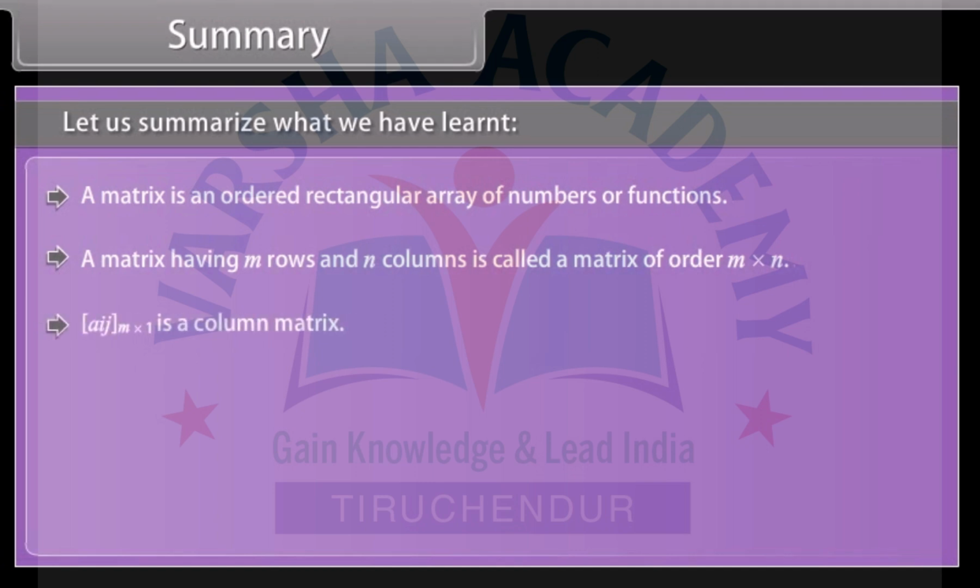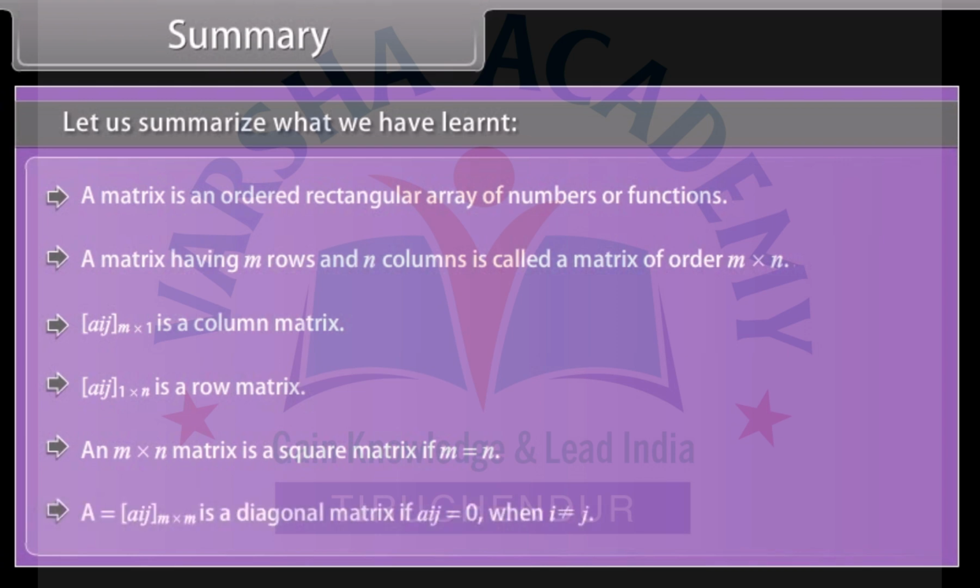Aij m by 1 is a column matrix. Aij 1 by n is a row matrix. An m by n matrix is a square matrix if m is equal to n. A is equal to Aij m by m is a diagonal matrix if Aij is equal to 0 when i is not equal to j.